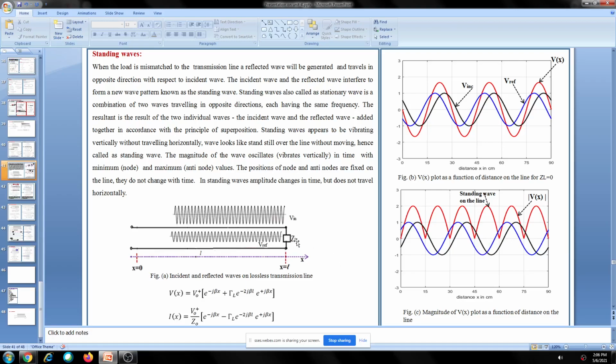ZL equal to 0. Then also there is a reflected wave, but the amplitude of the reflected wave is maximum. For ZL equal to 0, the entire wave will be reflected, and the magnitude of the reflected wave is the same as the incident wave, with a 180-degree phase shift. Now you see here the resultant wave looks like this. These two are moving with respect to time, but this looks always constant. Actually this is our voltage on the transmission line.